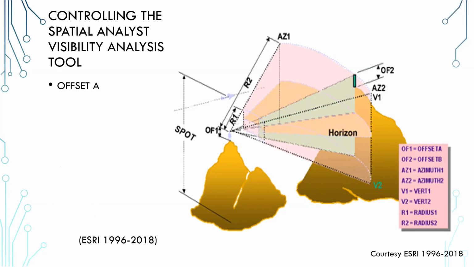The offset A item indicates a vertical distance in surface units, or meters in this case, to be added to the Z value of the observation point, OF1. If offset A exists in the feature attribute table, its value is added to the spot elevation when present, or the origin point elevation. Otherwise, it is added to the interpolated surface Z value. The offset A value must be positive.